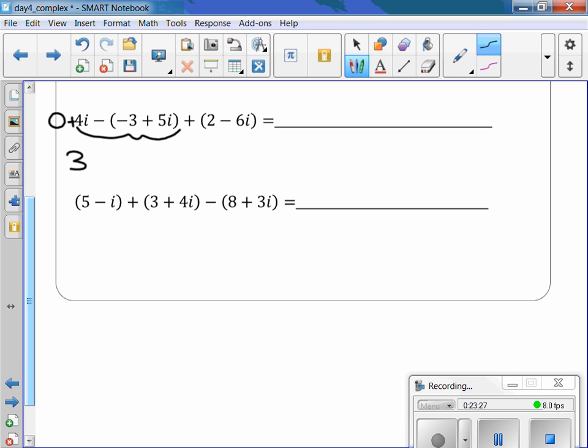You guys agree with that? That's it. Yes, it's an understood 0, right? Since this is a pure imaginary number, I have 0 for A. So 0 minus a negative 3 gives me that positive 3. 4 minus 5 gives me that negative i. So now what are we going to do?